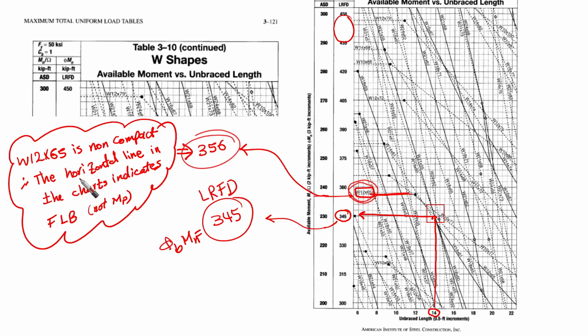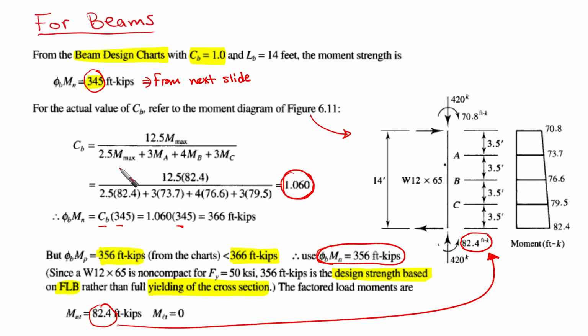This means that the horizontal line in these charts indicates flange local buckling, not plastic moment. Okay? If you do not understand what I'm saying, please revisit one of my videos like 2 weeks ago. You're going to understand what I'm talking about. Okay? Okay, now let's go back again.